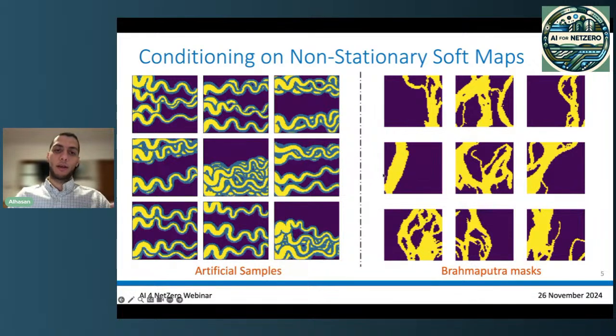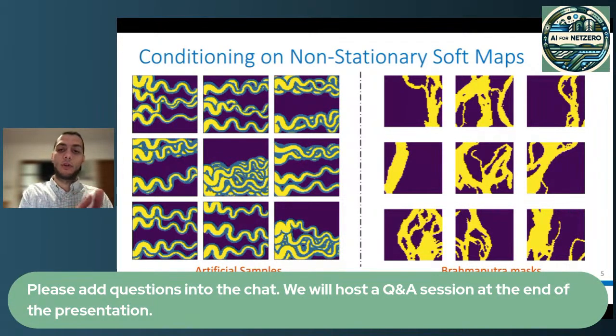The second part is to condition the realizations on soft maps. Soft maps are basically probability maps that describe the spatial distribution of the geological phases. You can see, for example, here on the left side, we have artificial samples, obviously, and there is a trend of decreasing channel widths from left to right.